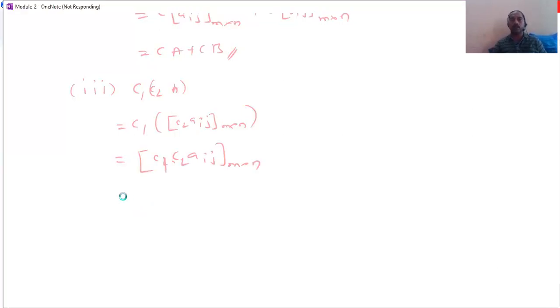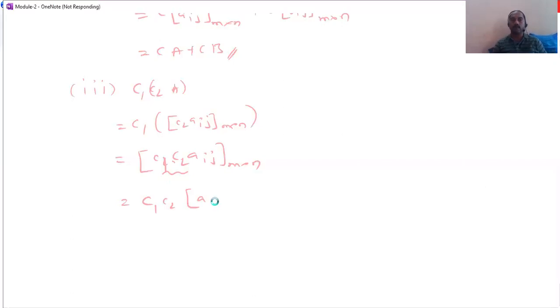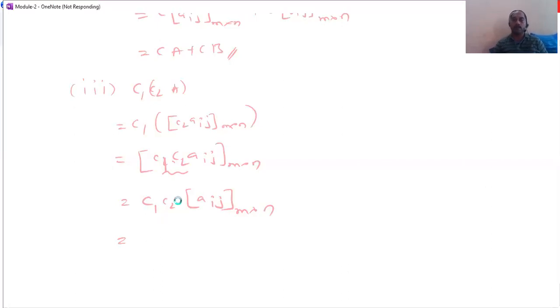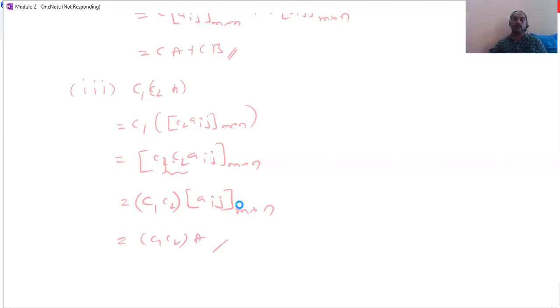Now, you treat C1 C2 as a constant. Take it common out. C times of a_ij, M by N. Take C1 C2 as common. This is one in C1 C2 times of A. That's all. Last property.